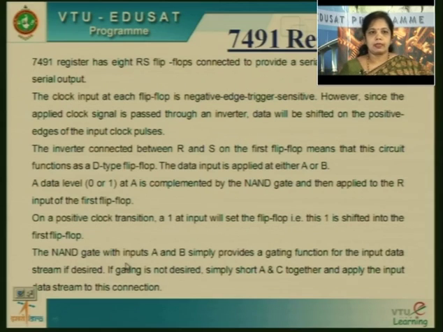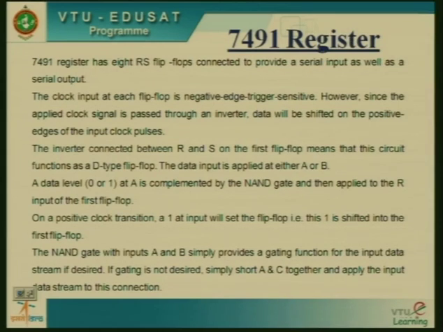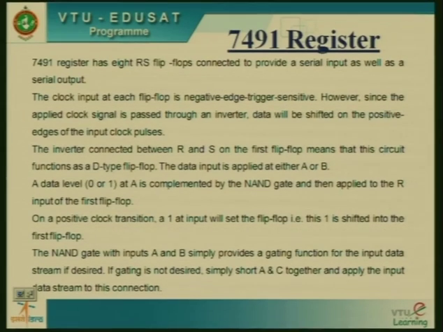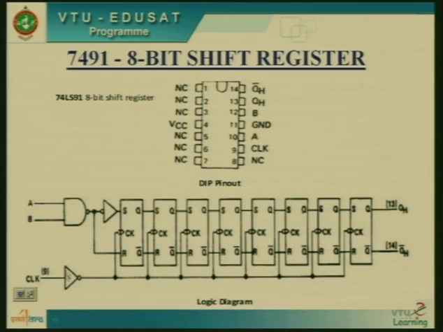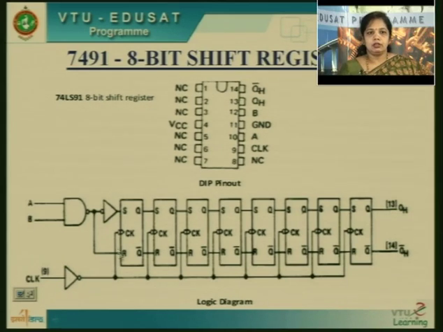So the 7491 register has 8 RS flip-flops, connected to provide a serial input as well as serial output. The clock input is negative edge triggering, negative edge sensitive. The applied clock signal is passed through an inverter. So data will be shifted on the positive edge of the input clock pulse. Why positive edge? Because it is sent through an inverter. Since it is bubbled here, the inverter and the inversion cancel, and it becomes positive edge triggering.